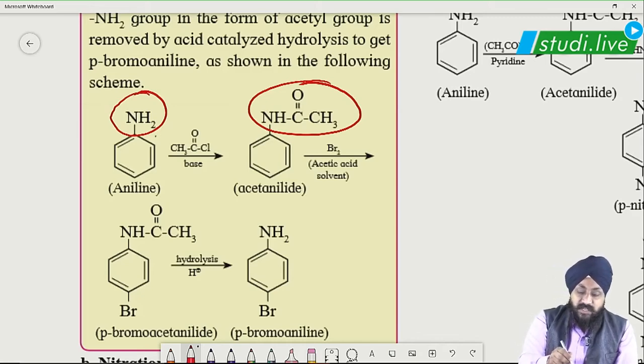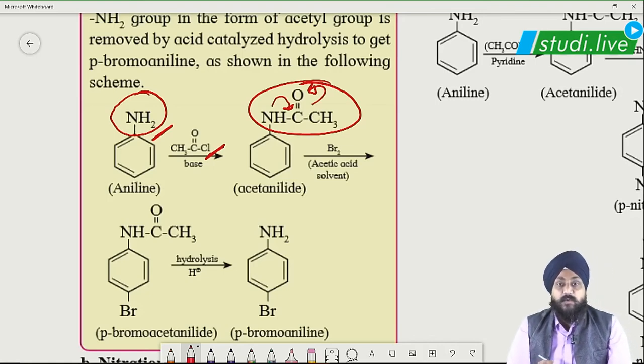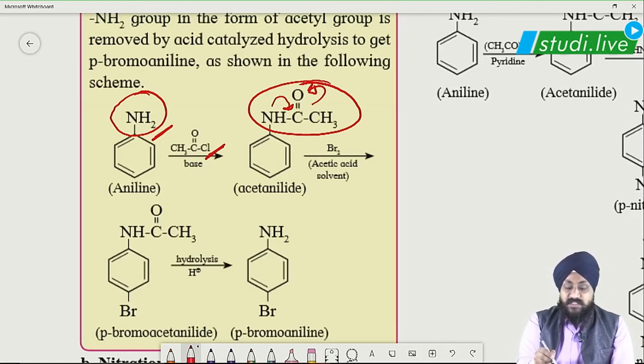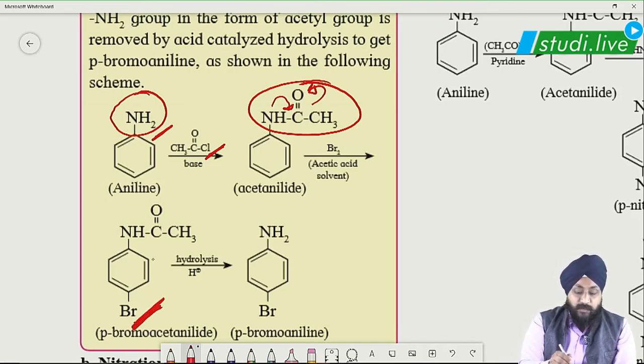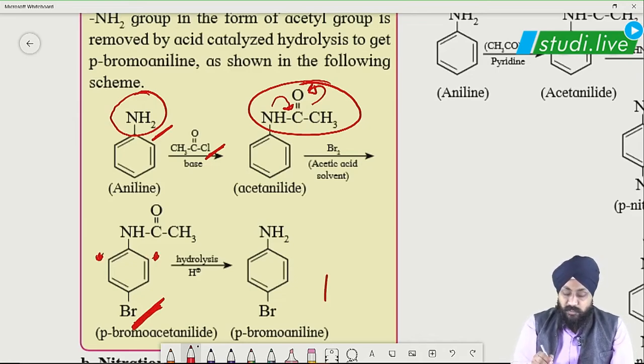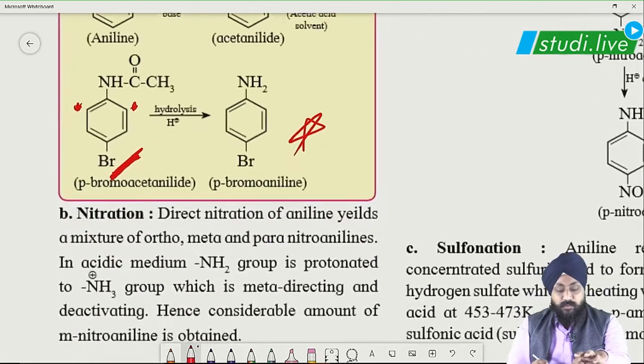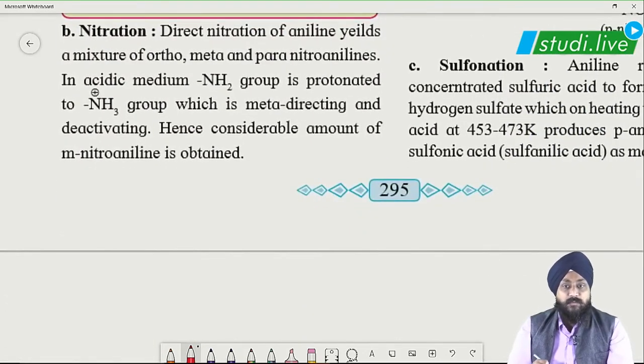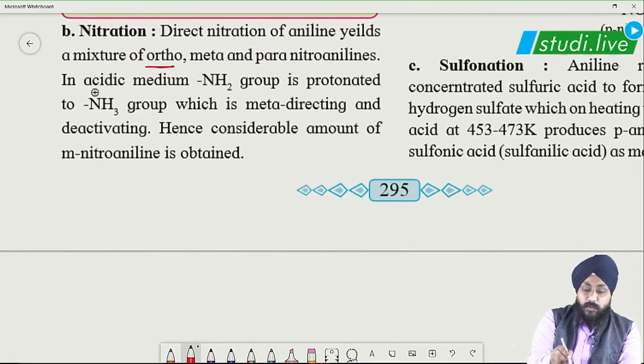So students, here the acetylation is taking place. H has been replaced by the acetyl group. Now in the acetyl group, the N does not have more power to donate electron because of the adjacent CO group over there. Now when you carry out bromination, it will be carried out only at the para position. It won't attack the ortho position due to steric hindrance, and you will get your parabromoaniline.